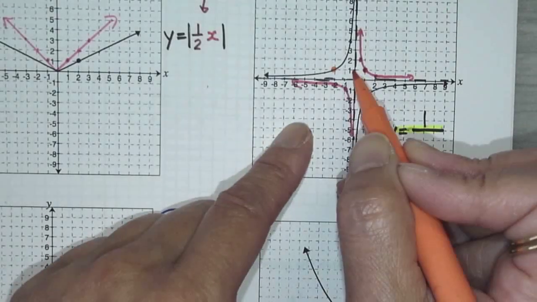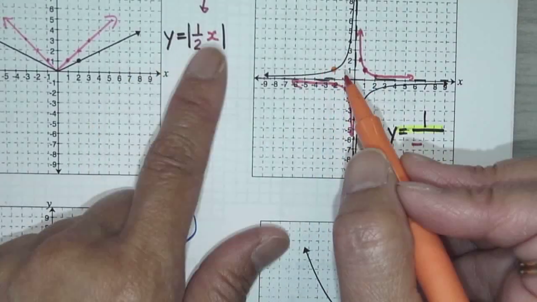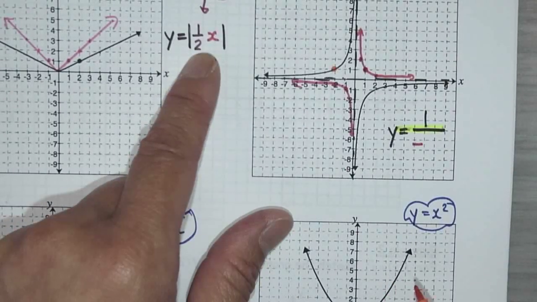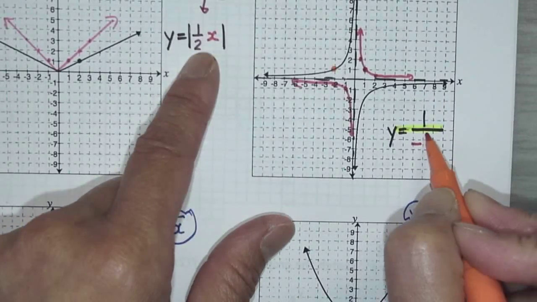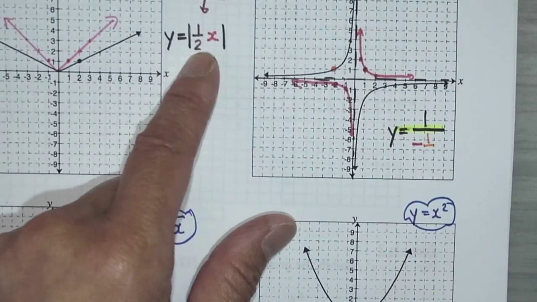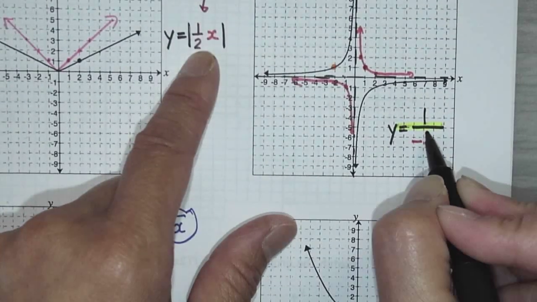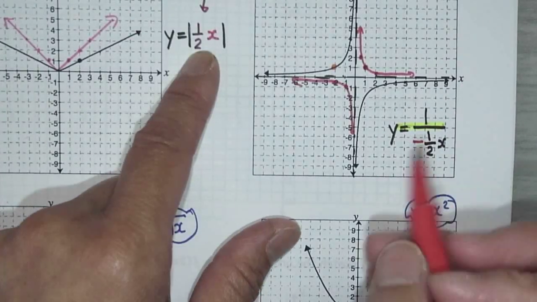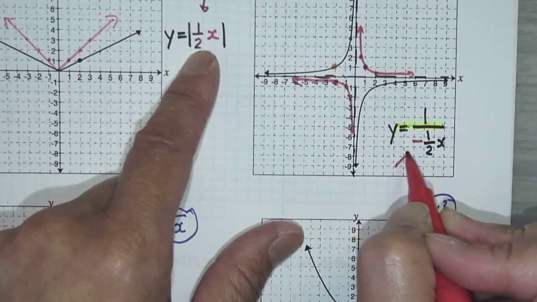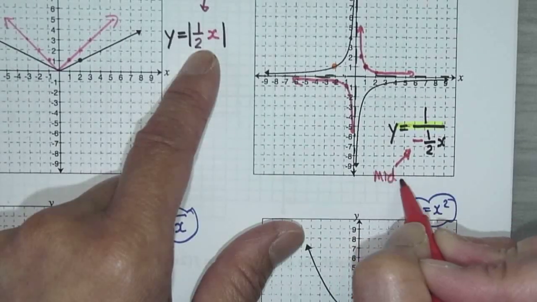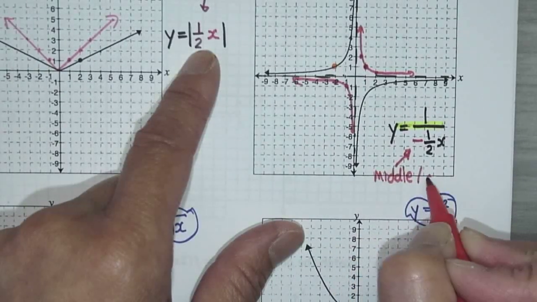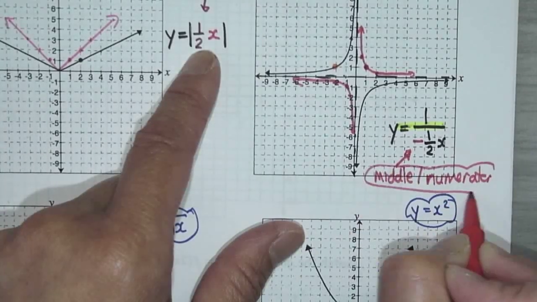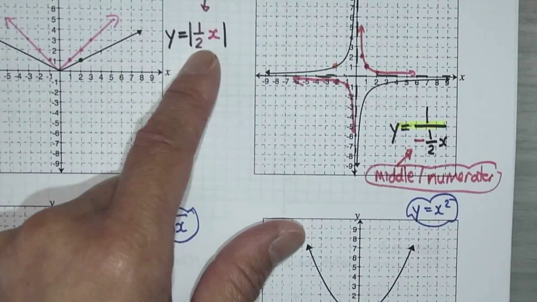So you go, okay, that means it's twice as wide, same as this one. If it's twice as wide, we don't put the 2 there, we put 1/2. So put the negative, and it's 1/2 x. This negative can go in the middle or the numerator. They mean the same thing: middle, numerator, or denominator.